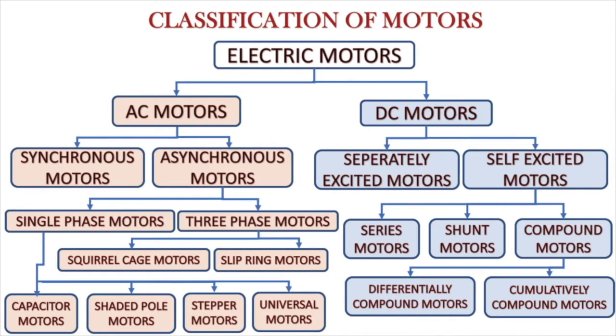Asynchronous motors are commonly known as induction motors. The asynchronous motors or the induction motors can be further classified as per the supply system, single phase motors or three phase motors. Three phase motors can be further classified as the squirrel cage or the slip ring motors, that is on the type of the rotor in the given induction motor. Single phase motors are not self-starting, so the methodology used for the starting of the single phase motors gives its classification, that is capacitor motor, shaded pole motor, stepper motor and universal motor.